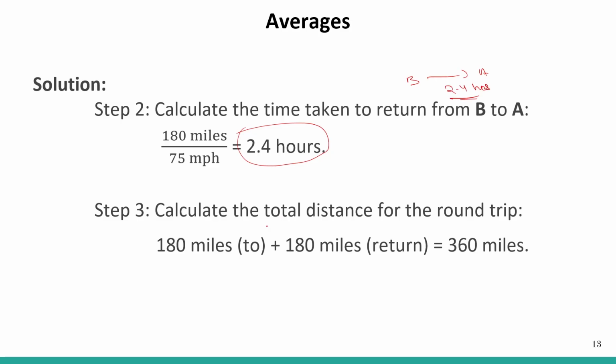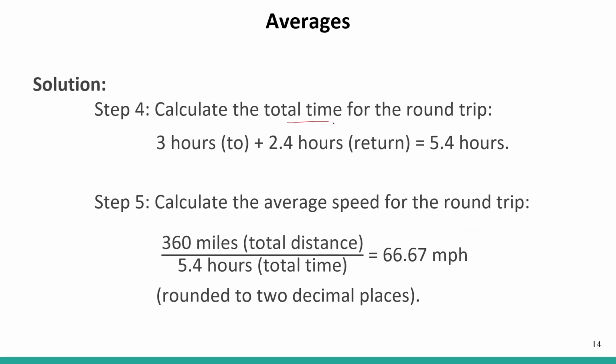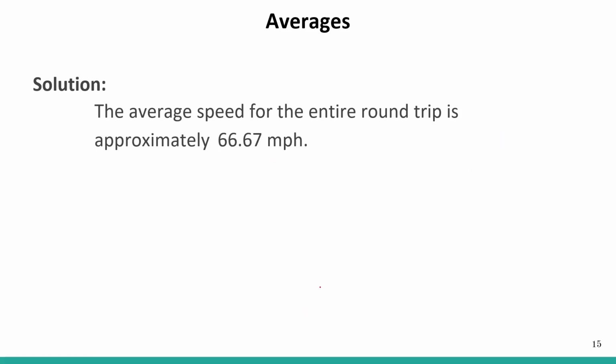Now calculate the total distance for the round trip. 180 miles plus 180 miles is equal to 360 miles, right? Now calculate the total time for the round trip. 3 hours plus 2.4 hours is equal to 5.4 hours. Now calculate the average speed for the round trip. 360 miles by 5.4 hours is equal to 66.67 miles per hour, rounded to 2 decimal places. So the average speed of the entire round trip will be 66.67 miles per hour.